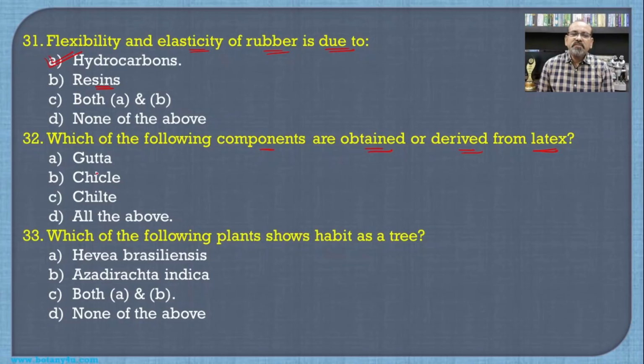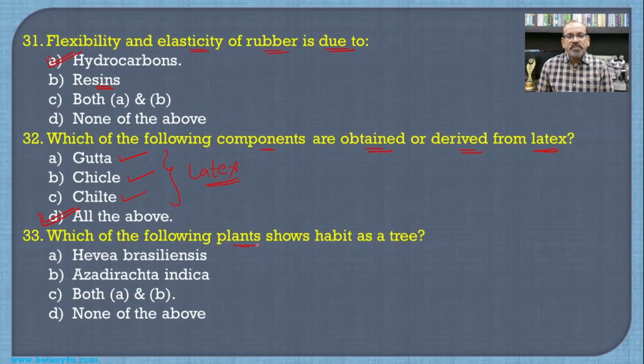If you see the different components which are responsible to produce the different local products, that is the gutta, or chicle, or the chilte. All these three different types of products are synthesized or derived from the latex, which is synthesized by the different rubber yielding plants, and hence all the above becomes the answer for this question.